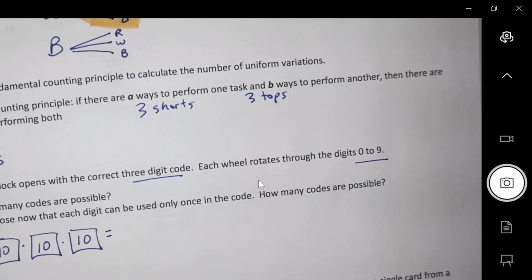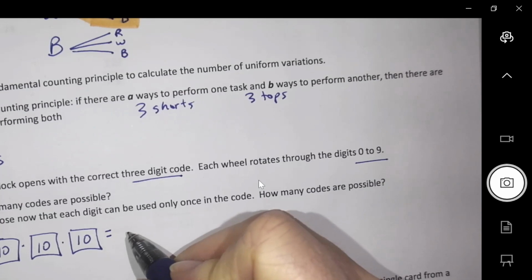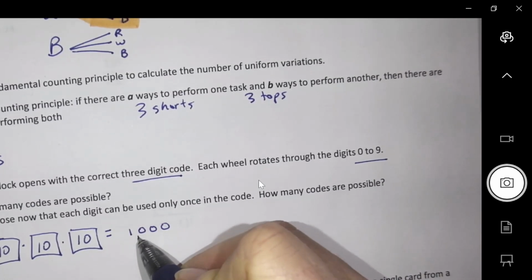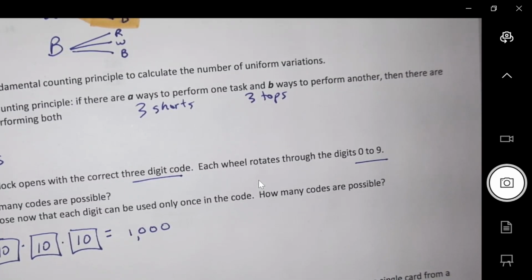So you're going to times it. Anybody know what that would make without their calculator? That'll make 1,000 different codes.